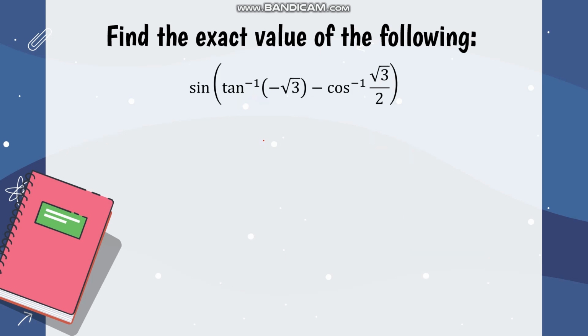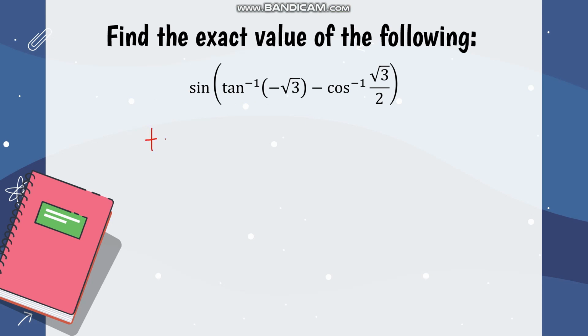And for our last example, let's say we have to find the sine of tangent inverse of negative square root of 3 minus cosine inverse of square root of 3 over 2. Now, actually, you can solve this using your trigonometric points, wherein you have to solve first for each tangent inverse and also the cosine inverse.